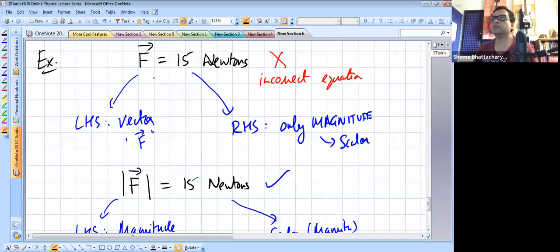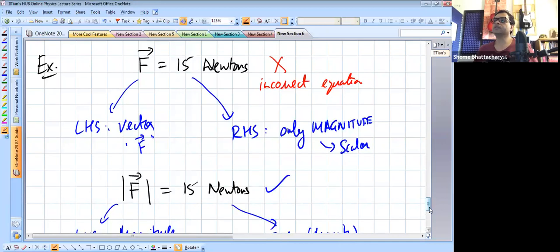So that's correct. But in the first equation, for example, I'm saying the force is 15 newtons. Why is that incorrect? Because force has to be defined in terms of both magnitude and direction. If I just tell you that the force is 15 newtons, I'm just giving you information about the magnitude of the force, no information about direction. That means I'm not giving you the force. I'm only giving you one aspect of the force, and that is the magnitude. But in the second equation, on the left hand side, I'm not saying it's the vector, I'm saying it's the magnitude of the vector. So it's a valid statement that the magnitude of the vector is so many units. But if I say the vector is so much, I cannot get away by just saying that the vector is so many units. I have to tell what is the direction of the vector also.